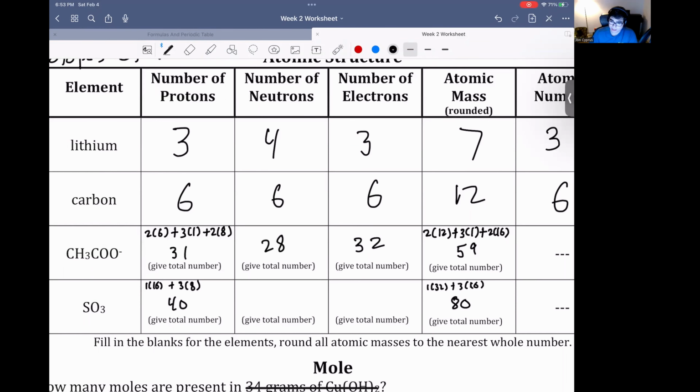Right, 32 plus 48. And then the number of neutrons is 40, right? 80 minus 40. And the number of electrons is 40, right? This is not an ion. This is neutral.